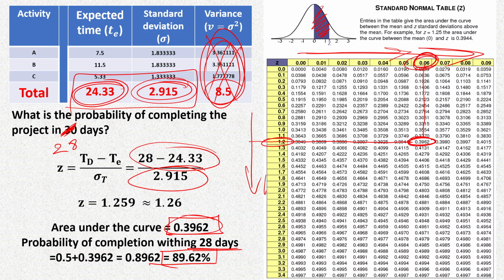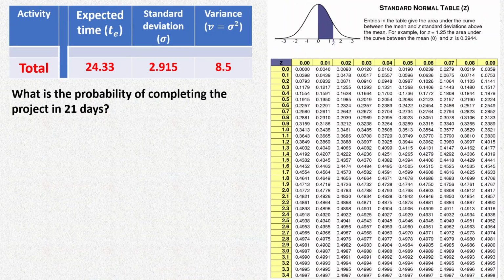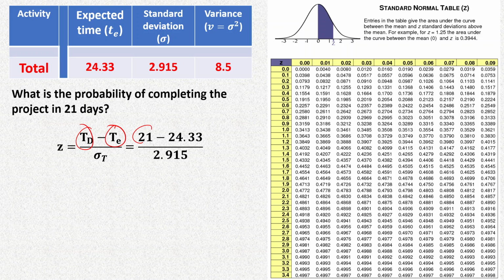Now, let's take another example. What is the probability of completing within 21 days? That means now we are expecting less than the mean. The mean duration is 24.33. We are trying to find out the probability of completing even before that. So again we'll use the same formula, TD minus TE. In this case, TD is less than TE, and therefore our Z value itself will come as minus, and it is coming as minus 1.14.